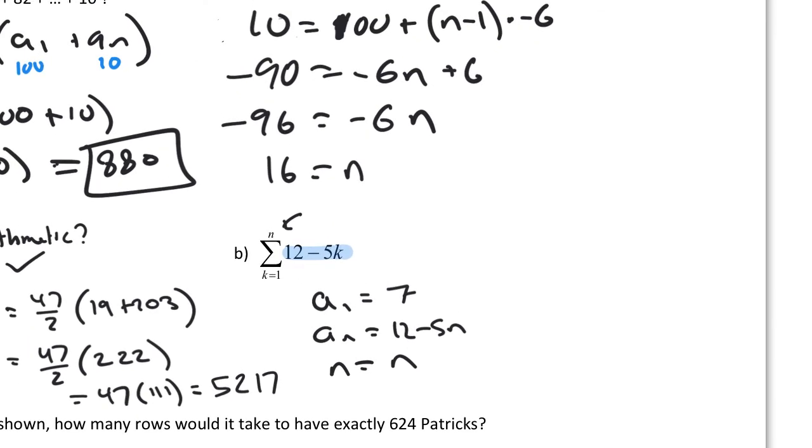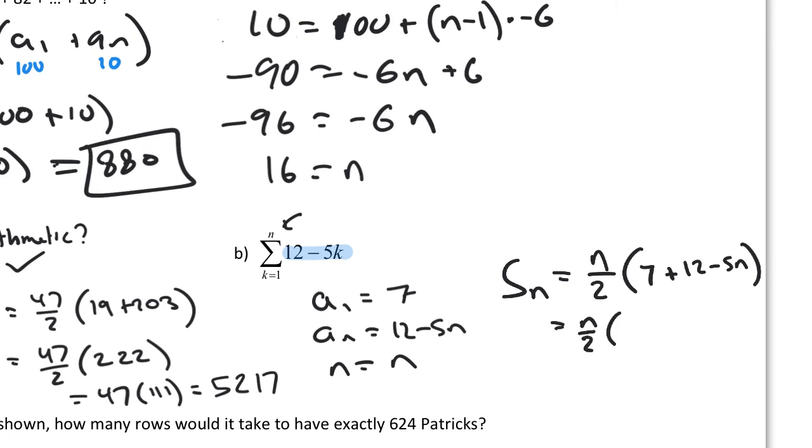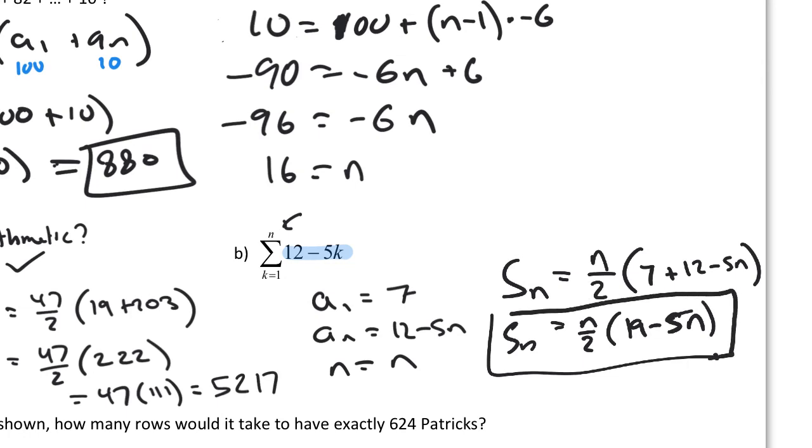So I am going to have my sum of the first n terms be n over 2 times the first term plus the last term. And I can simplify that. That's n over 2 times 19 minus 5n. And that would be it. We could distribute that out if we wanted, but this works too.